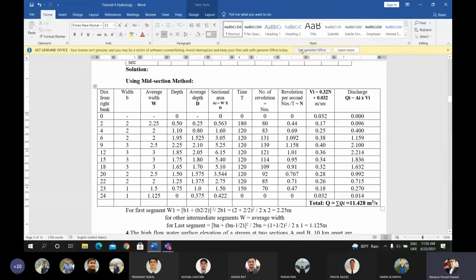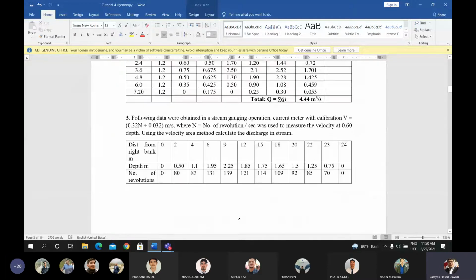Now the total discharge will be the sum of the individual segmental discharges. You will get the value of 11.48 cubic meters per second. This is the required answer by using the velocity-area method. Using the mid-section area, we can calculate the discharge of the river.